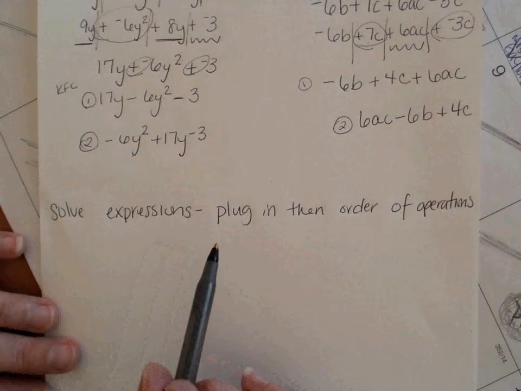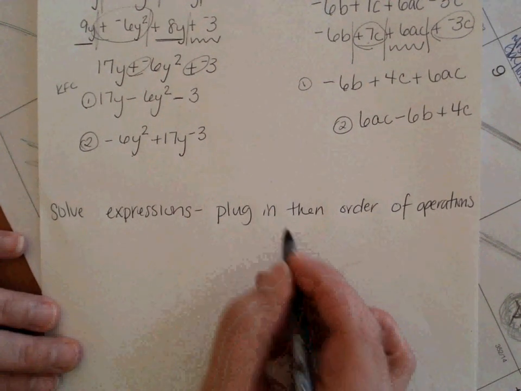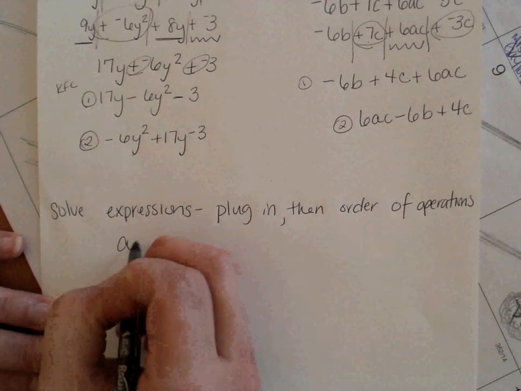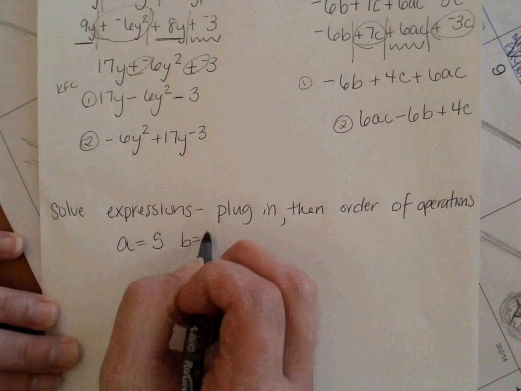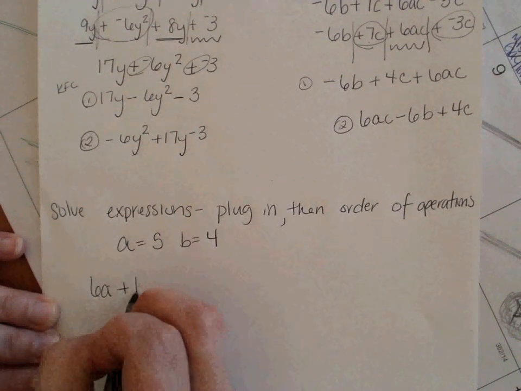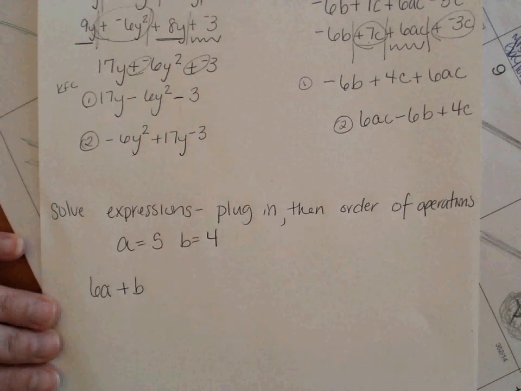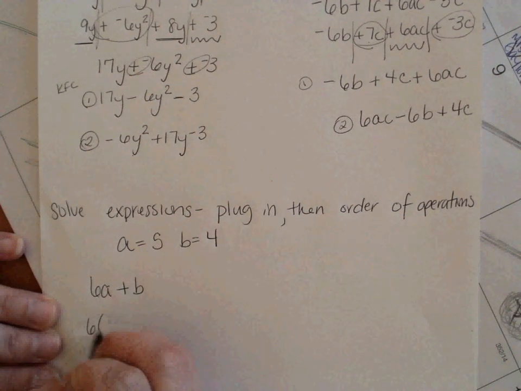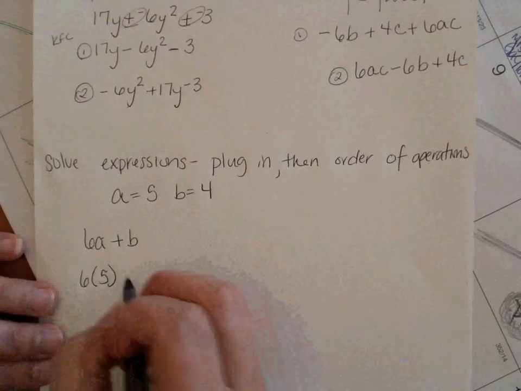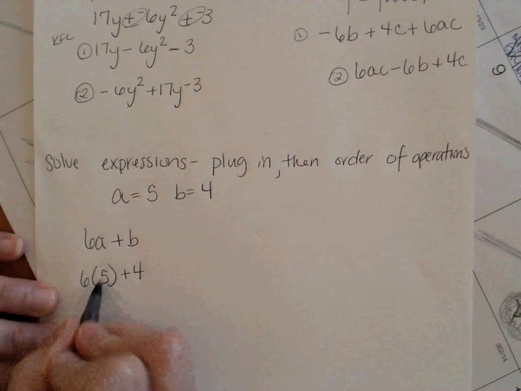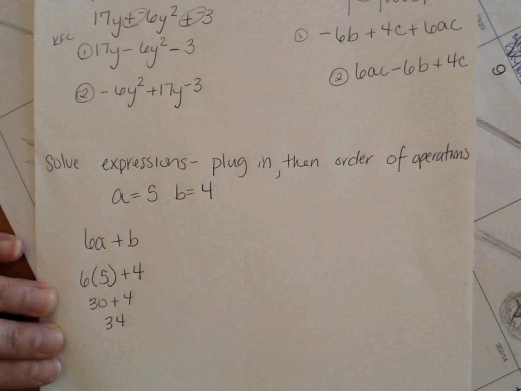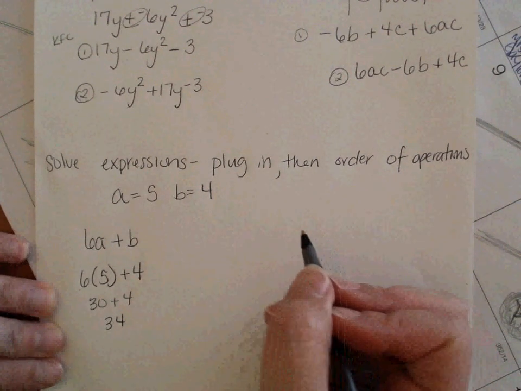Looking at my solving expressions. This is when I plug in, then I'm going to do the order of operations. So if I say a equals 5, b equals 4. Let's say I do 6a plus b. I'm going to do 6 times 5, because when they're side by side like that, it means multiplication, plus 4. 6 times 5 is 30, plus 4 is 34.